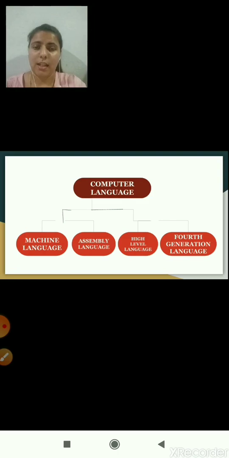Now children, there are four computer languages: machine language, assembly language, high level language, fourth generation language.